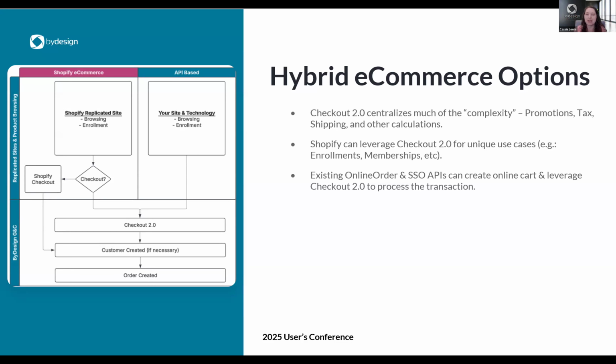We've really spent a lot of time and effort making that checkout 2.0 as much of a centralized location as possible. Because with all of these different e-commerce options, the more that you can centralize the tax, the promotions, the shipping, all of that can be done within checkout 2.0. So regardless of which e-commerce option you choose, you always have that choice of, do I want to complete the checkout in that third party or on that custom page, or do I want to land in checkout 2.0 on the ByDesign side to complete that final step?